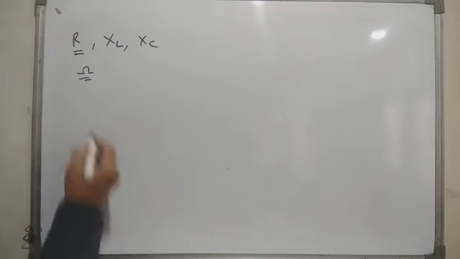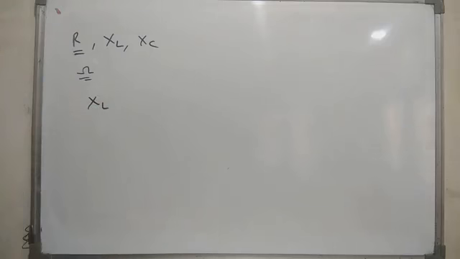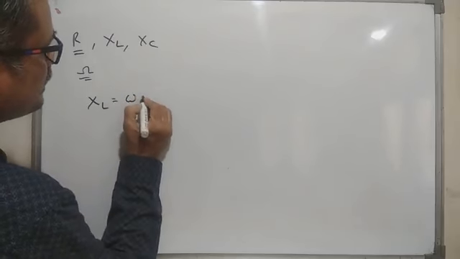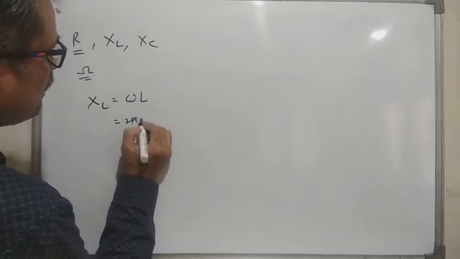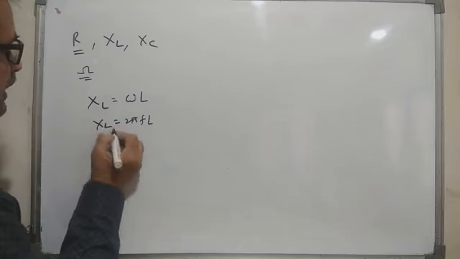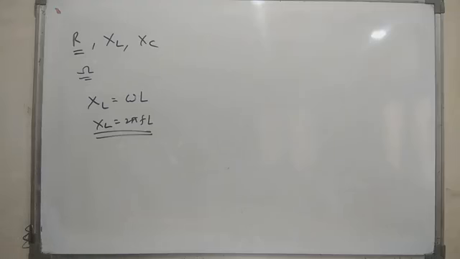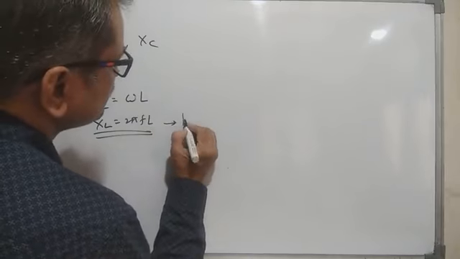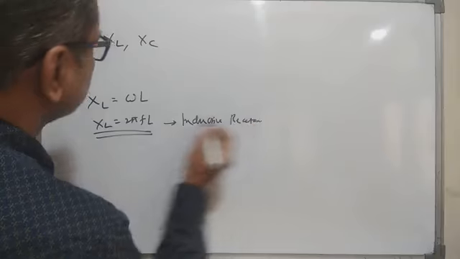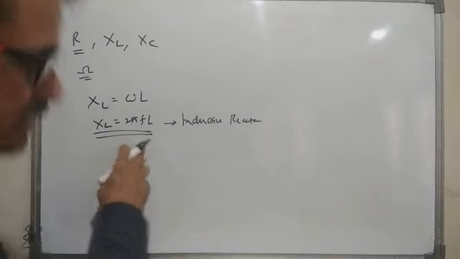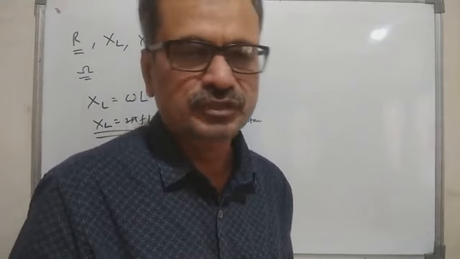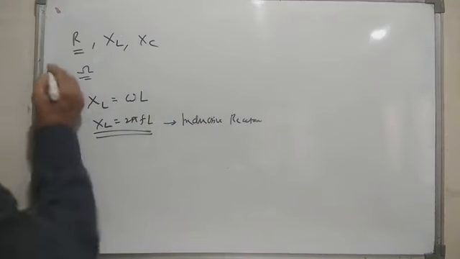And what is the formula for XL? XL, that is inductive reactance, equals omega L, that is 2 pi f into L. So omega is 2 pi f, and XL is equal to 2 pi fL, and this is called inductive reactance. This is the resistance which inductors offer when the current passes through it. We know that it opposes the change in current.